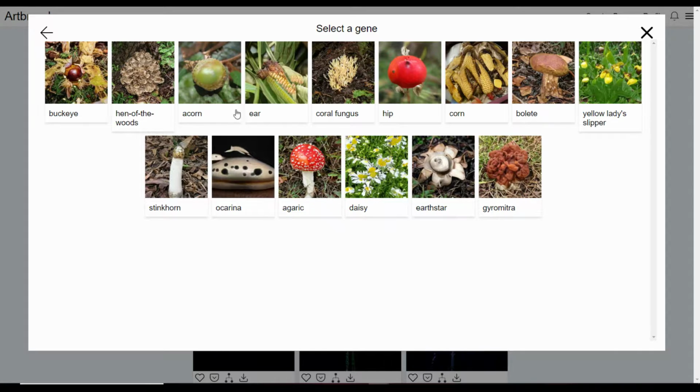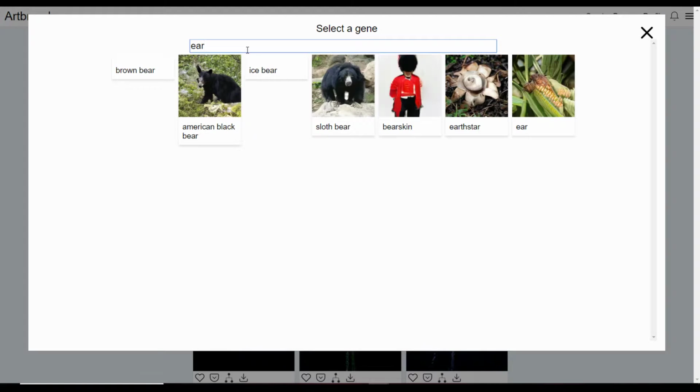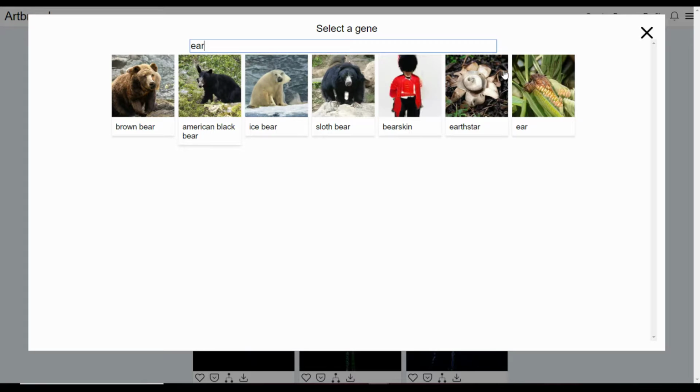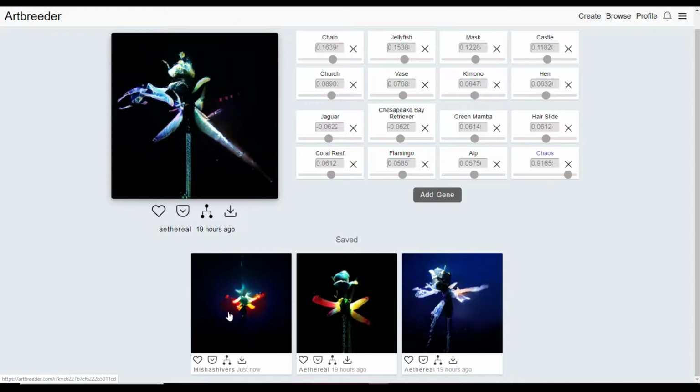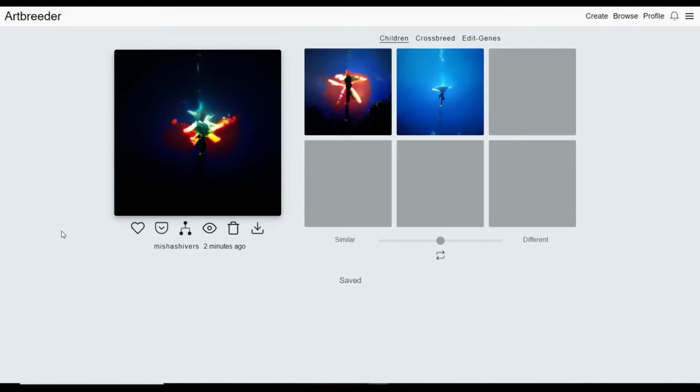Some of these are... this one, for example, this is ear, but it's an ear of corn, not like an ear. And if we wanted to tag it with ear, like a human ear, we wouldn't be able to, although we have a bunch of bears, so that's nice. Anyway, I don't quite understand the genetic aspect of this, either on a technical level or just a user interface level. But I find a lot of this process really interesting.